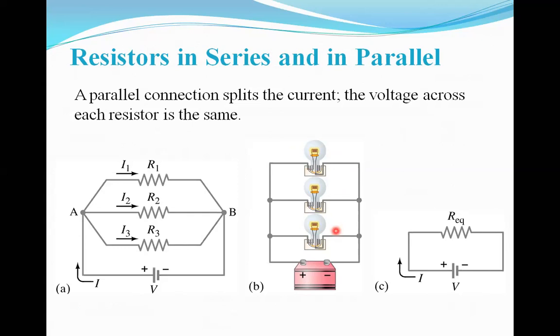Whereas in the case of series, if any of the bulbs goes off or loses connection, or the bulb itself has fused, then the current will not pass to the second connected bulb. So we don't prefer connections in series. We always prefer the connections to be in parallel.